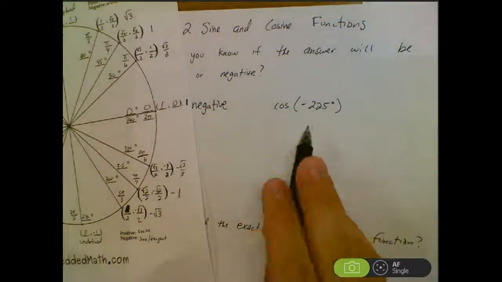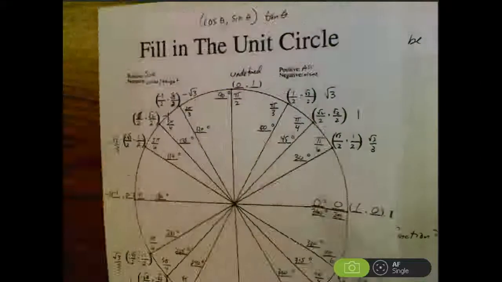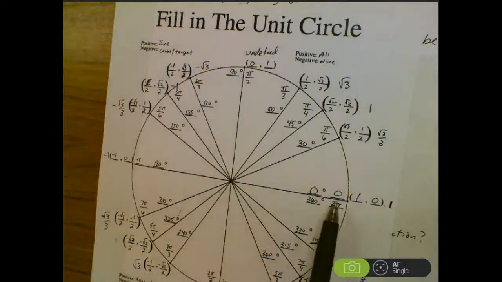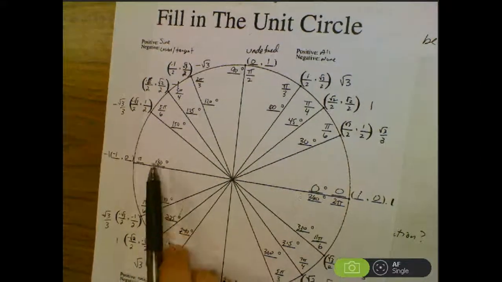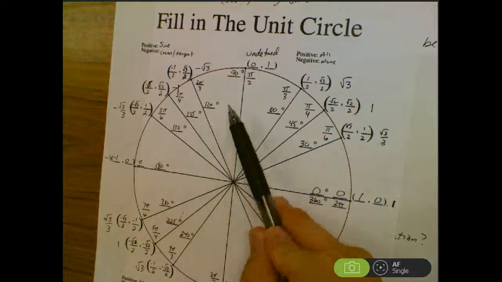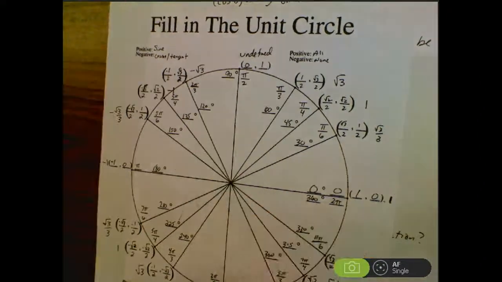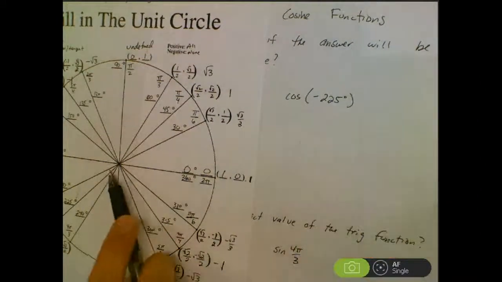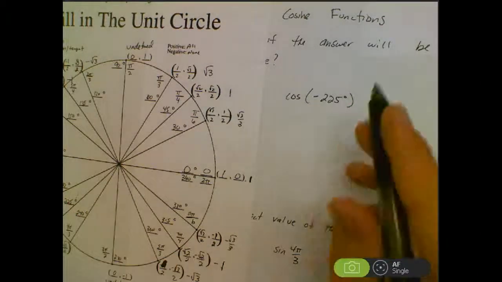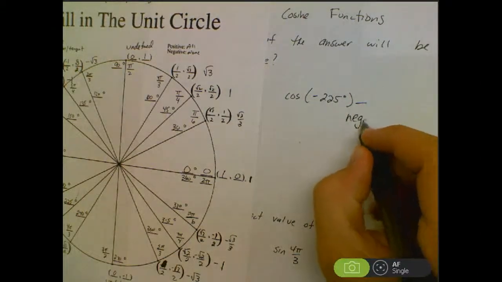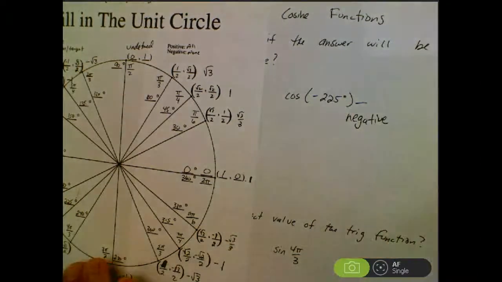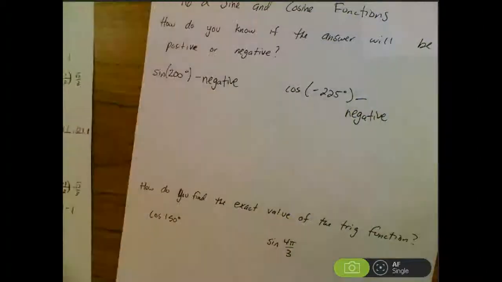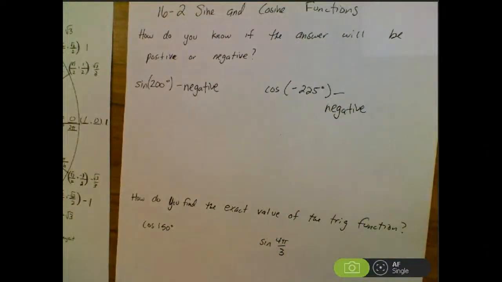And then we go with cosine of negative 225. That's between negative 180, which is here, and negative 270, which is up here, so it's in here somewhere. Doesn't really matter where. We're looking at the cosine now, so that's the x value. That one is also negative. So you're looking at the x and y values. The cosine is x, sine is y.